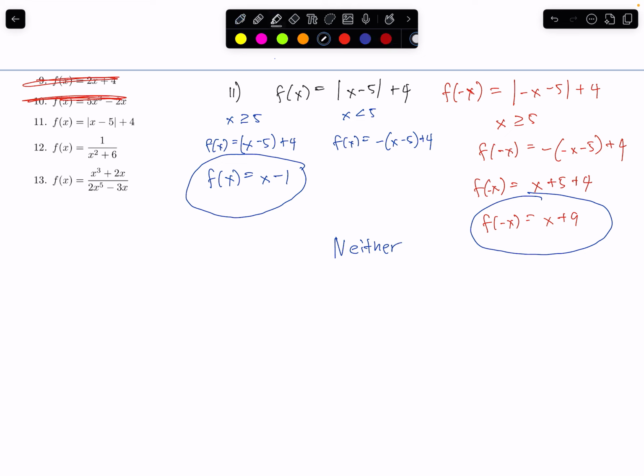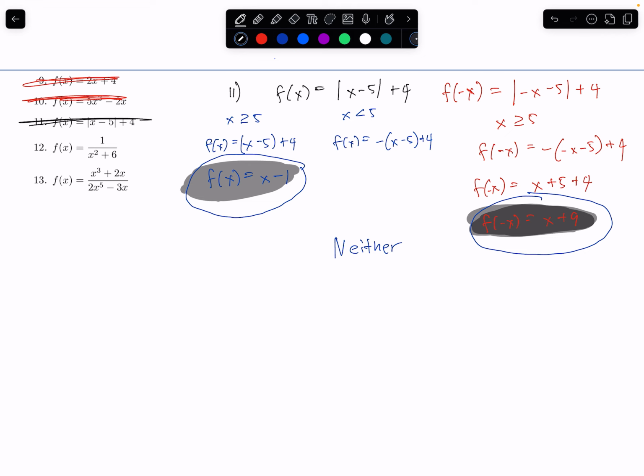Now, if I really wanted to, I could also do the same kind of check for when x is less than 5 and do another separate case. But it's not necessary because I've already determined that these guys do not match up, right? So they already don't match up. If they don't match up in one spot, then they're not matched up overall. Okay, that one is probably the hardest question here, guys, because you have to deal with the absolute values by cases.